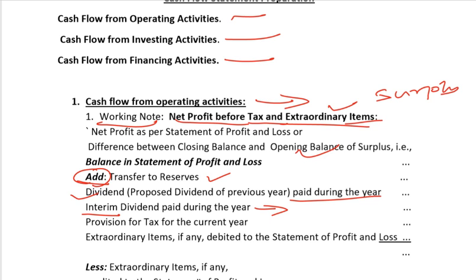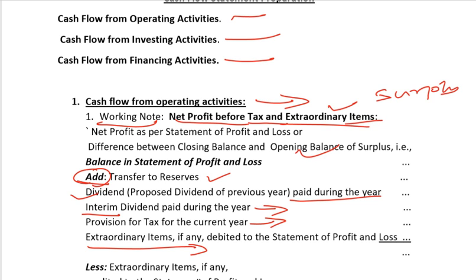Then provision for tax in the current year. Provision for tax has a current year provision and a previous year provision. The current year provision we add back along with the net profit before tax and extraordinary item, and the previous year provision for tax we treat as tax paid. I think it's clear. And next, any extraordinary item. What is this extraordinary item? Suddenly something happens, goods destroyed by fire, or any theft, or some losses.